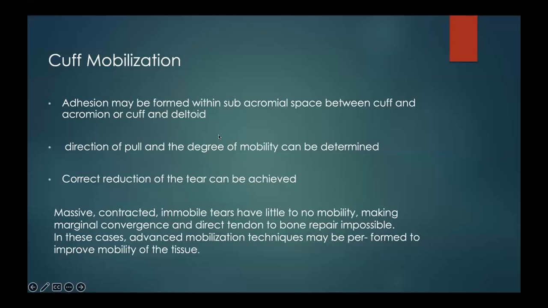Correct reduction of a tear, such as an L or Y pattern tear, causes a more even distribution of tension and creates a much more anatomic cascade of tissue. Determination of this direction of reduction is a critical initial step before any attempt at stabilization. Massive contracted immobile tears, whereas, have little or no mobility, making marginal convergence and direct tendon-to-bone repair impossible. In these cases, advanced mobilization techniques may be performed to improve mobility of the tissue.